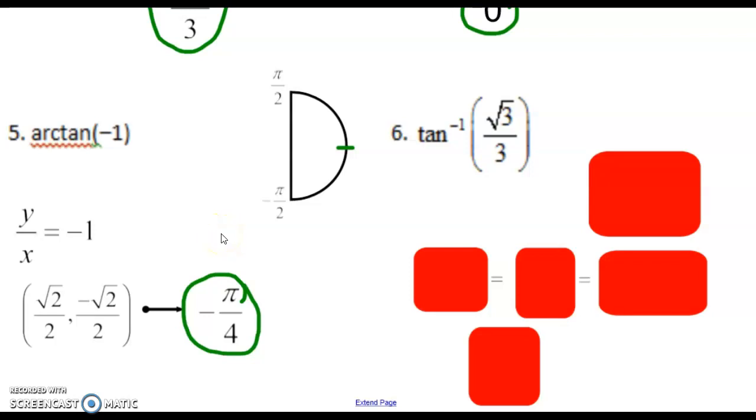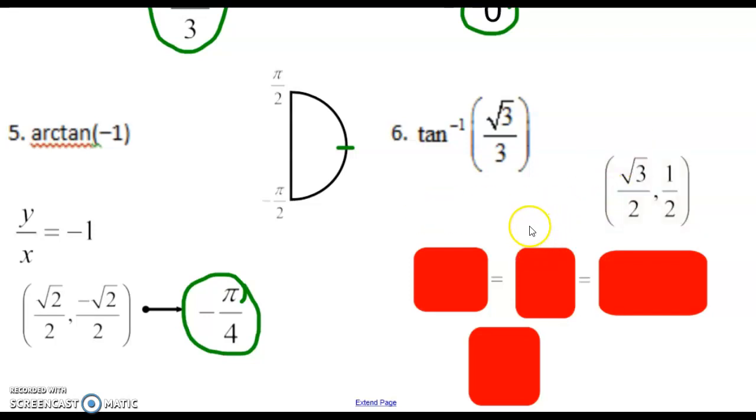For number 6, the inverse tangent of √3/3, this might involve some guess and check. You know that this is either going to be your pi over 6, which is (√3/2, 1/2), or your pi over 3, which is (1/2, √3/2), because we have that √3 in there. Since in the previous slide I already calculated the tangent of pi over 3, I'm going to show you what it would be if it was pi over 6.